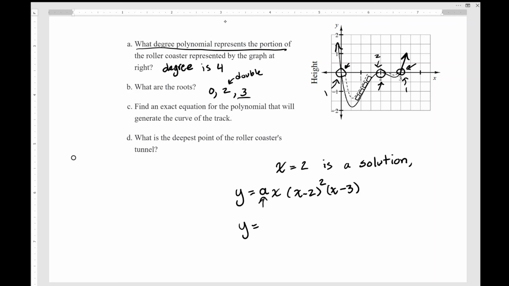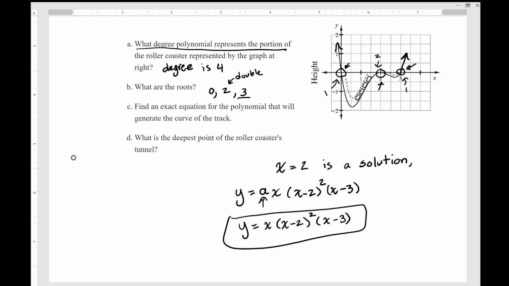so y equals x times x minus 2 squared times x minus 3. That's probably the equation that models this, and you can verify it by plugging it into your calculator. Plugging it into Desmos probably would be easiest.